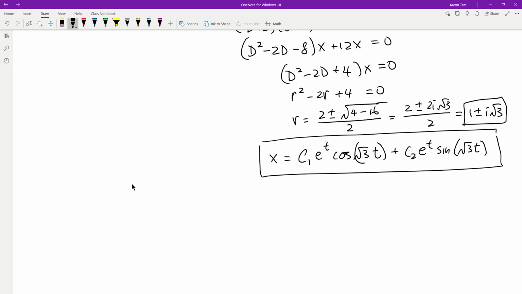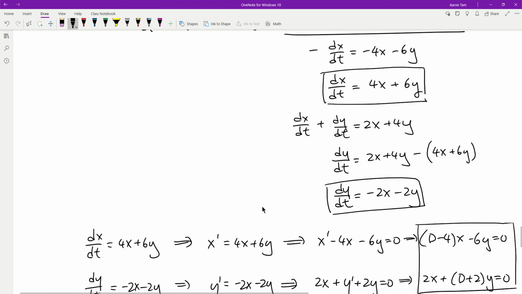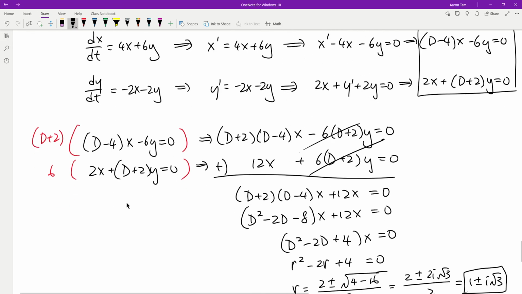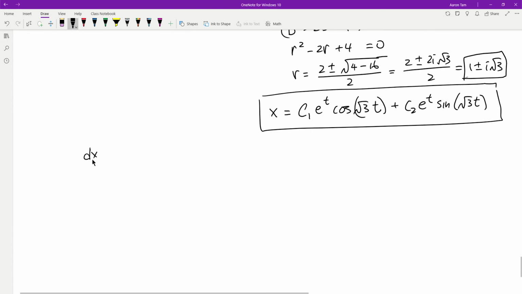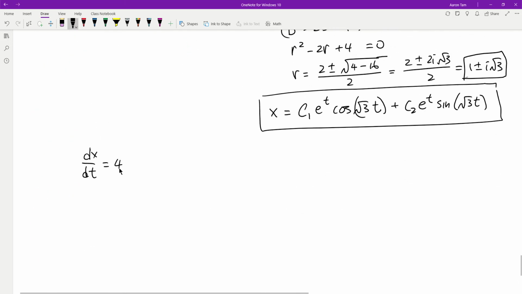Okay, so now we found x. Now we just have to find y. We can definitely use this equation right here to find y, because that would require me to take the derivative of x only. So dx over dt is equal to 4x plus 6y. If I take the derivative of this thing, that's not that easy to do, so maybe I'll just write out the derivative first.